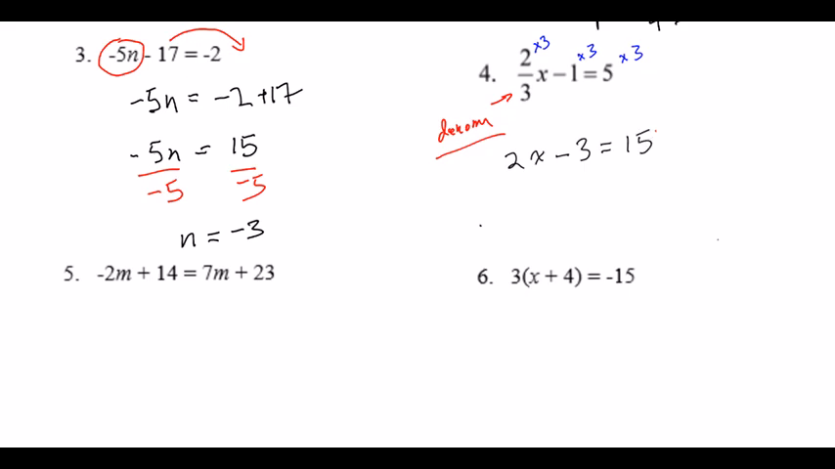We want to isolate 2x, so now we're going to move the minus 3 to the other side, and in doing so, we end up with the next line. 2x equals 15 plus 3, which is 18, and so 2x is 18, and then we divide both sides by 2, and we end up with x is equal to 9 as our final answer.